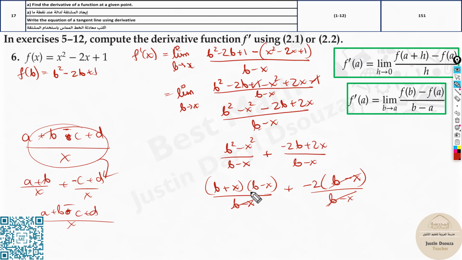Now cancel it off, cancel it off. The main reason why we did this is to remove the denominator b minus x. If we applied the limit earlier, it would have been x minus x. Now we can apply the limit.